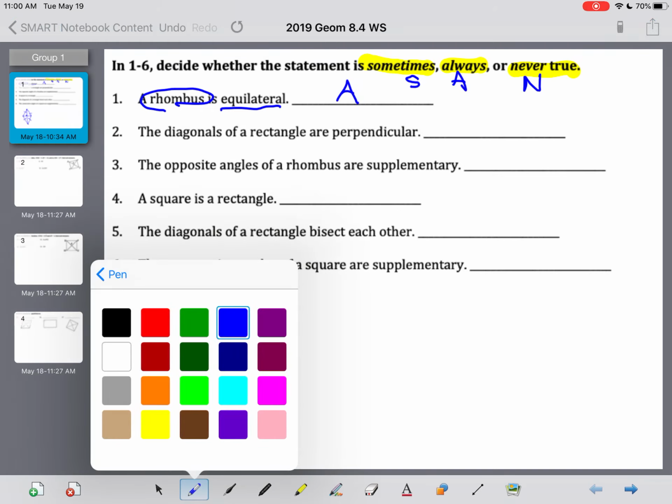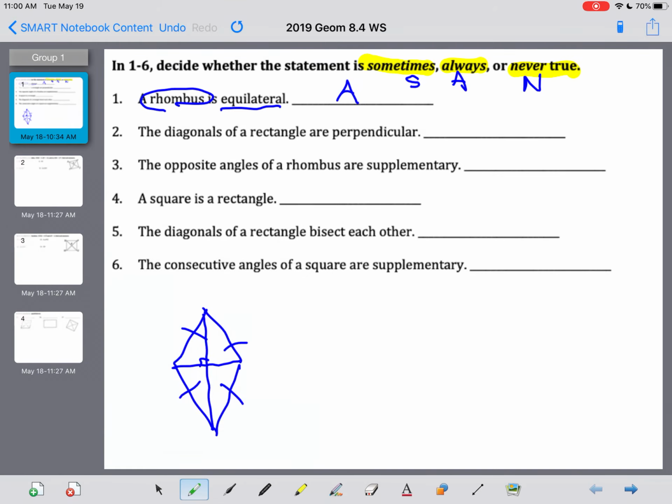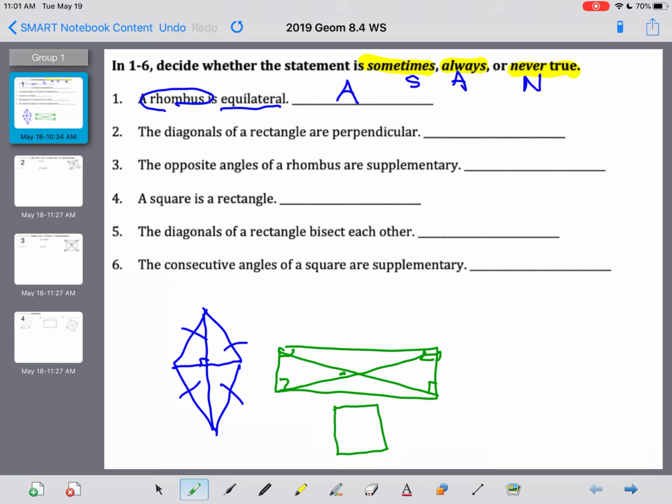Moving here, I'm going to go to green. Diagonals of a rectangle are perpendicular. So remember, a rectangle, we know what it looks like. The key feature of a rectangle is we got right angles, 4 congruent angles. If I sketch this like that, we can see that this angle where the diagonals meet really does not look perpendicular, but could a square rectangle have perpendicular? Yes, it could. So this is going to be sometimes true.